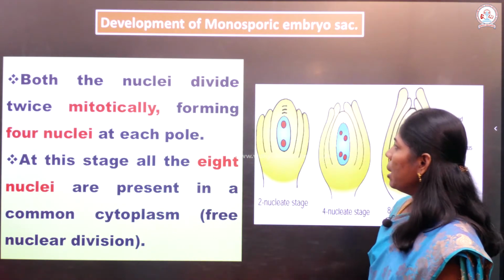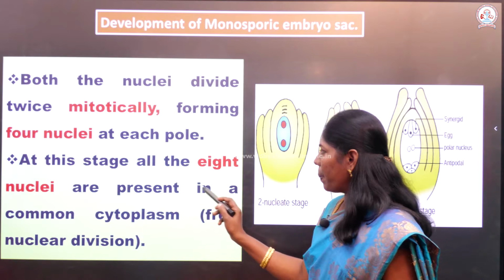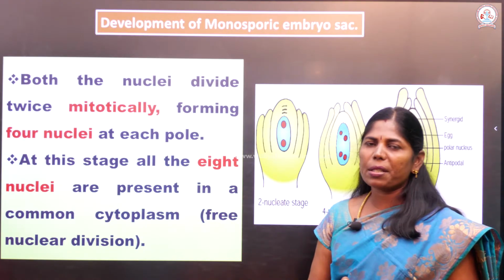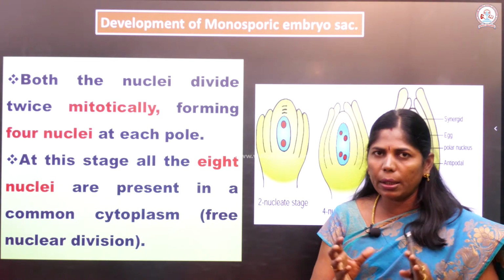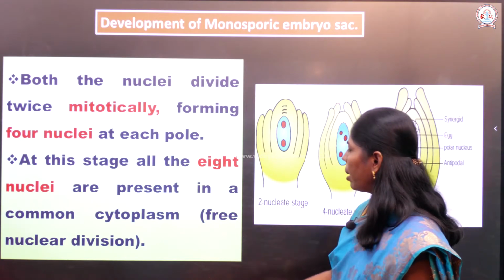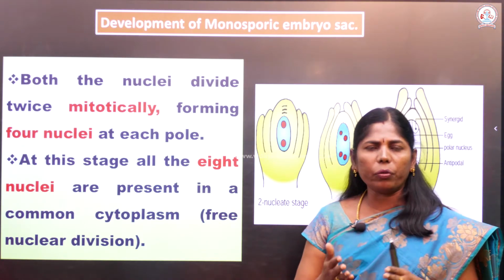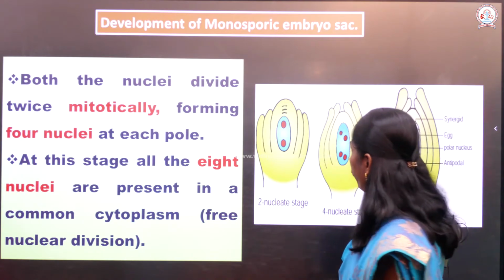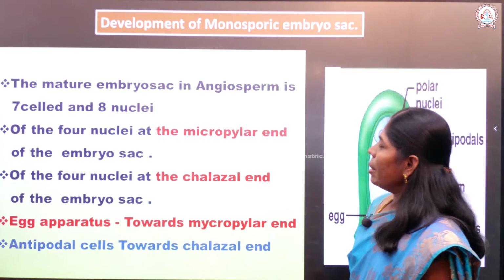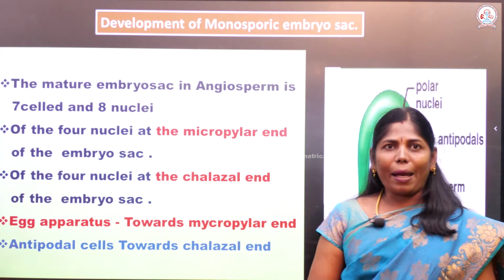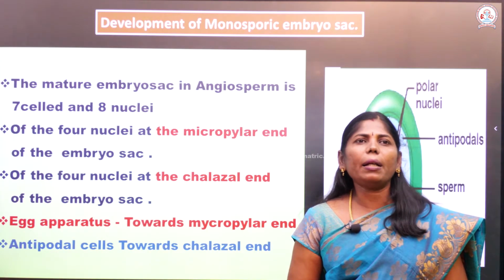At this stage all the 8 nuclei are present in the common cytoplasm, free from one another. After the formation, the cell wall forms. The mature embryo sac in the angiosperm is 7 celled and 8 nuclei.